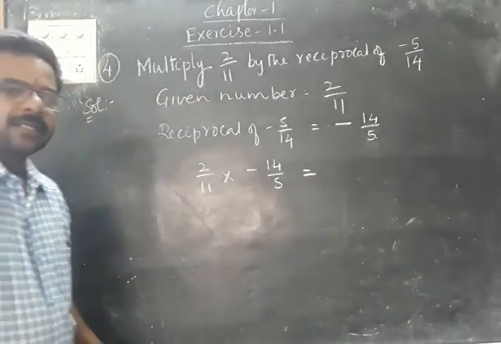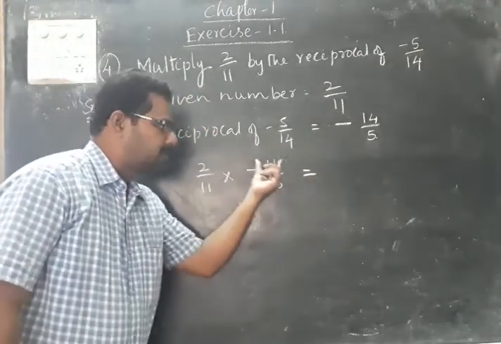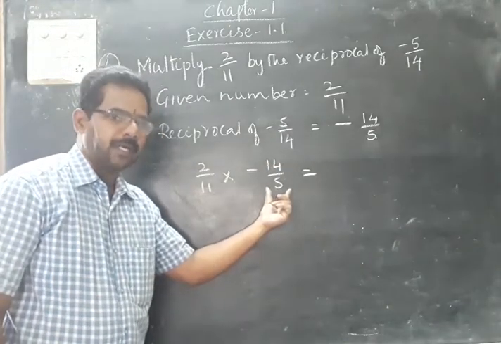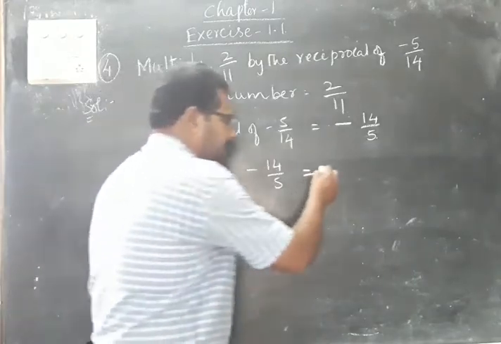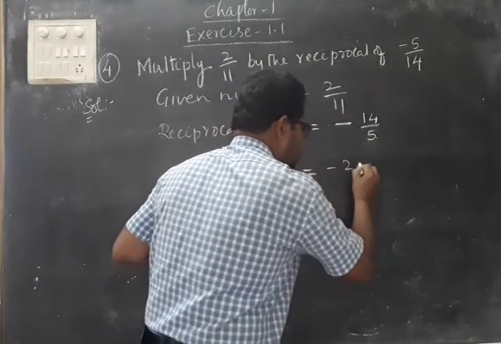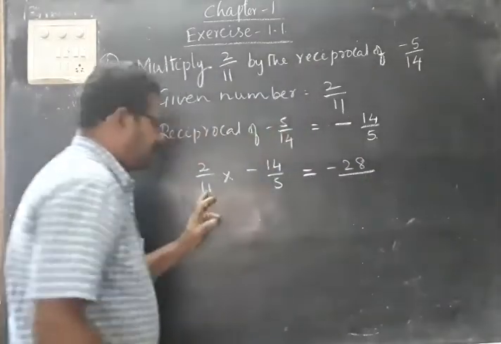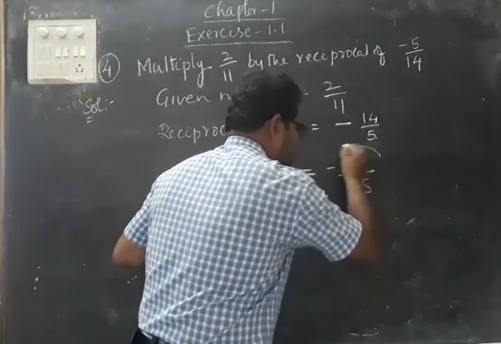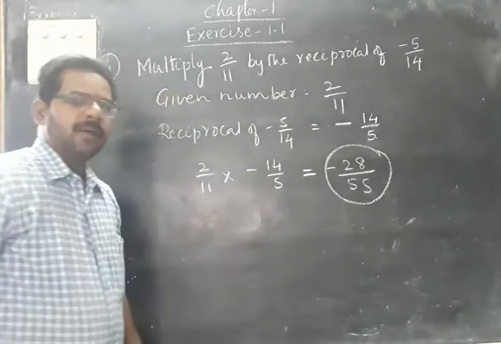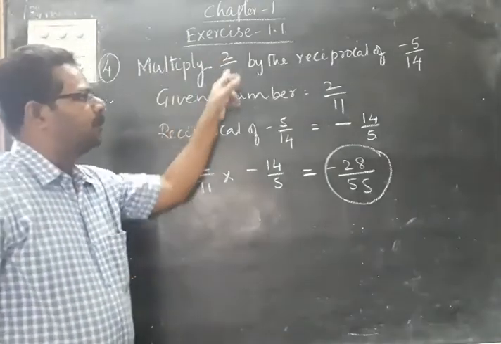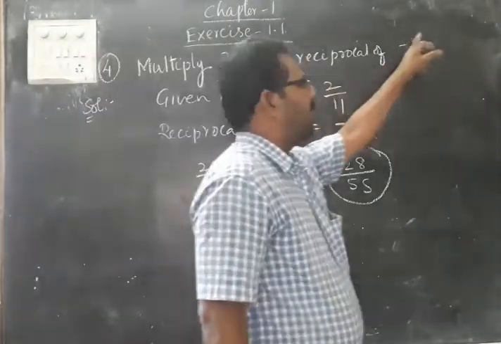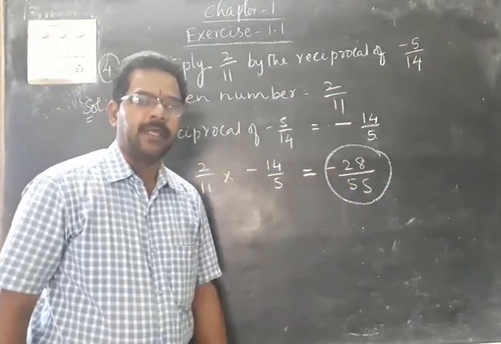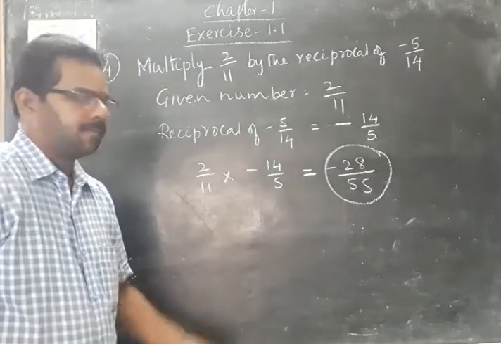In the multiplication of rational numbers, numerator is multiplied with numerator and denominator is multiplied with denominator. So 2 into minus 14 is equal to minus 28, by 11 into 5, which is equal to 55. So minus 28 by 55 is the product. If you multiply 2 by 11 by the reciprocal of minus 5 by 14, you get the answer minus 28 by 55. Okay, please note down.